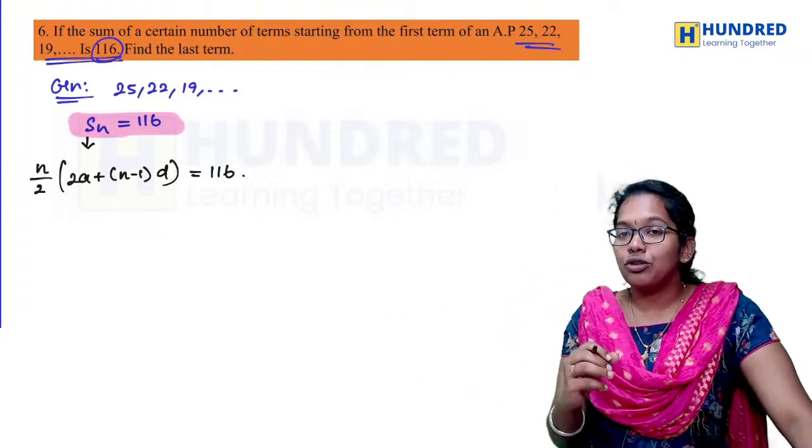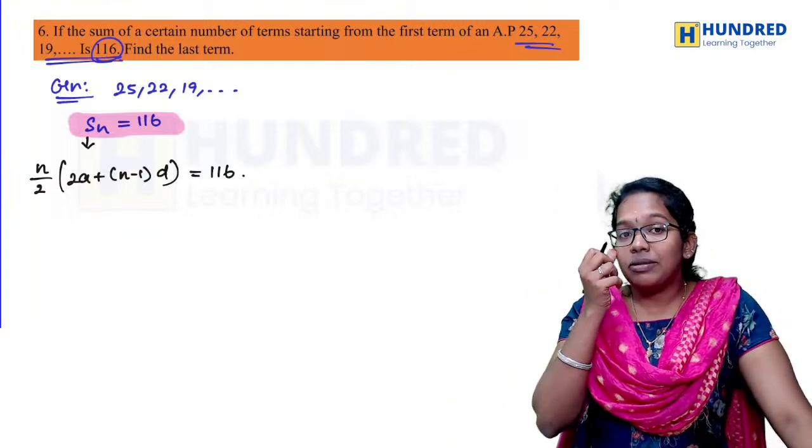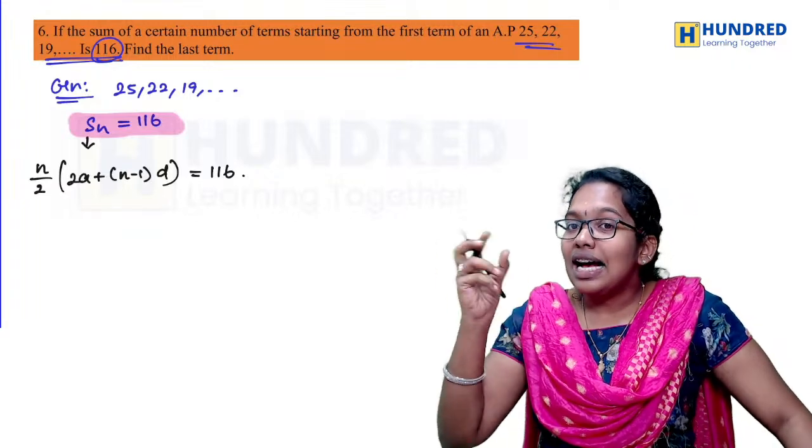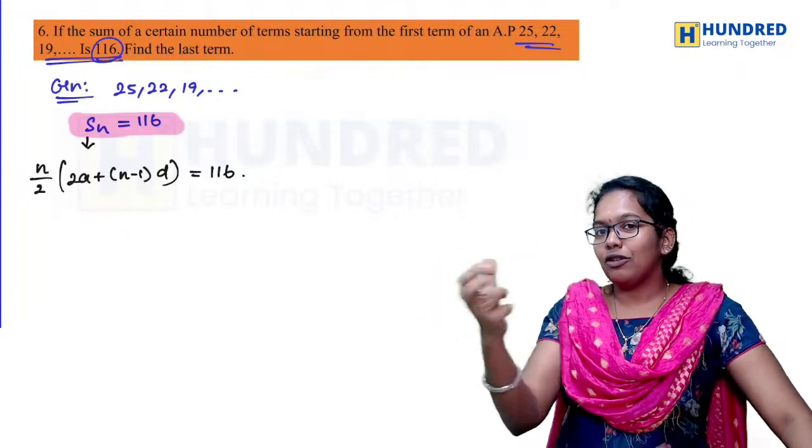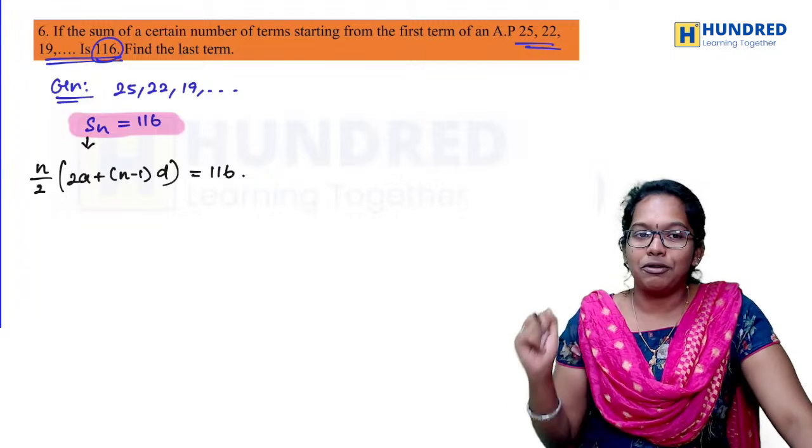So first you have to know what is n. So see how many terms there are, and then for the last term, the nth term, we use the formula to find it. That's the procedure here.